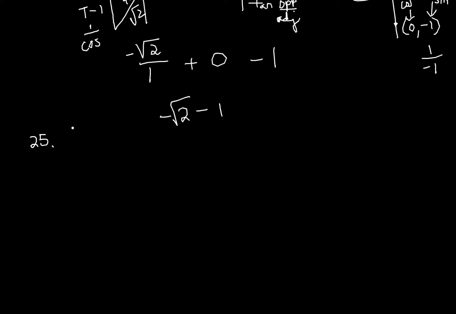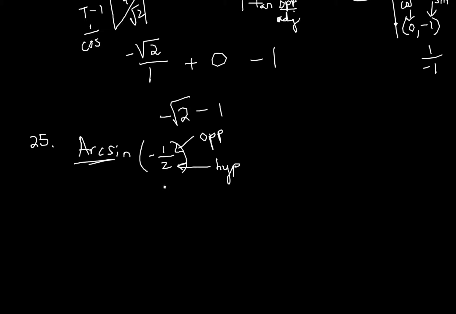25, okay. This one is the arc sine of negative 1/2. So we want an angle this time. There's nothing outside of this, so we want an angle. So arc sine, so sine would be opposite over hypotenuse. This one looks bad. No, it's 1/2. This isn't bad at all.